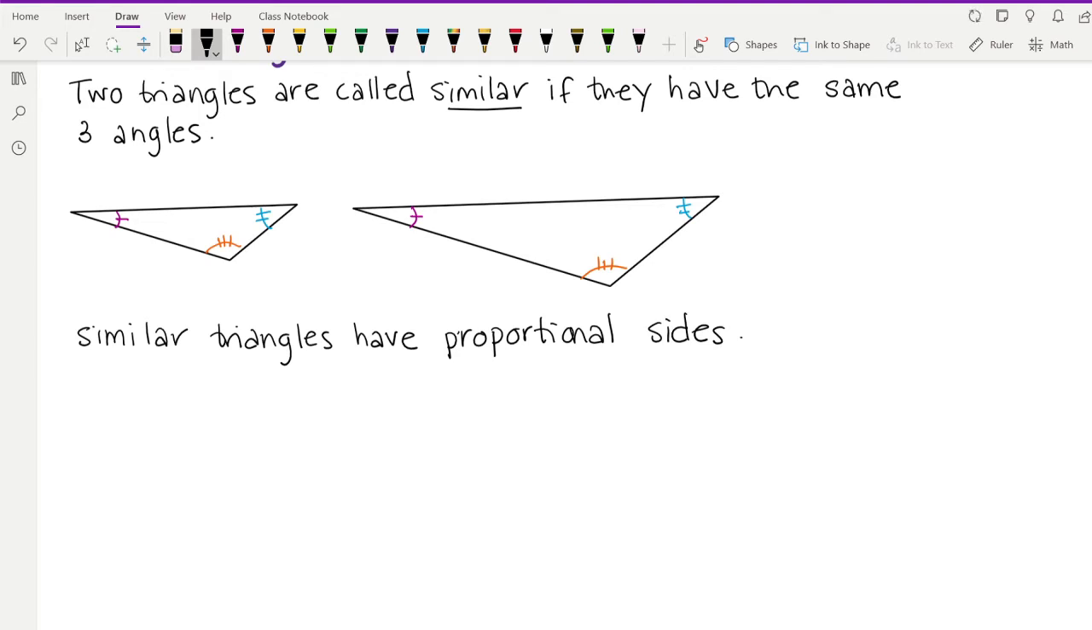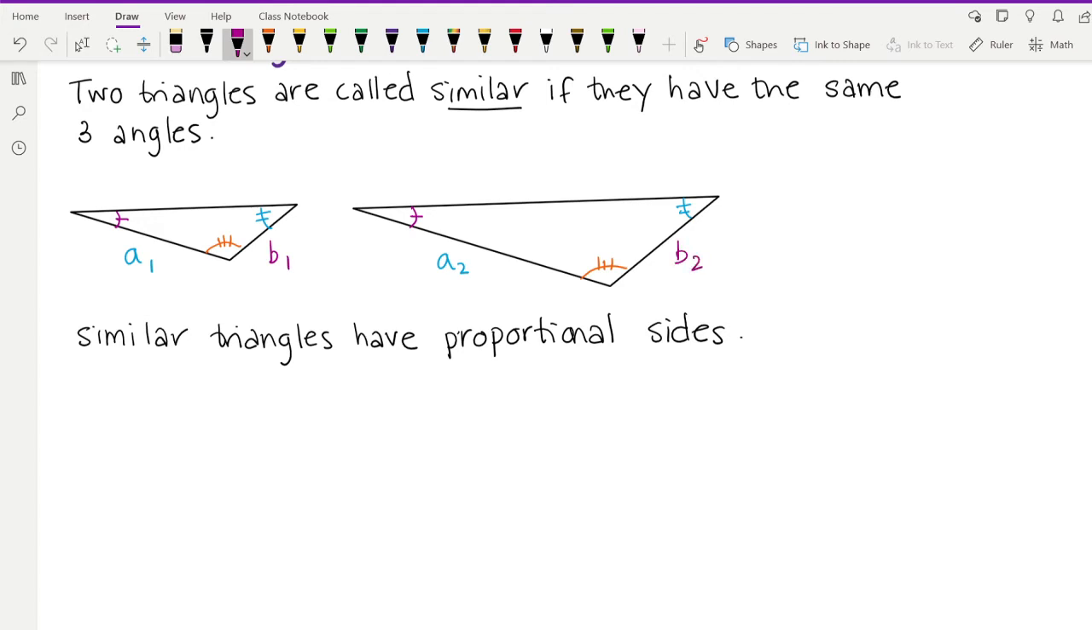I basically mean if you take the side lengths of one of the triangles and compare two of those side lengths to each other, and then you do the same thing in the bigger triangle, you're going to get the same ratio. So let me make that a little bit more concrete. Let's call this side on the triangle on the left A1, and the corresponding side on the bigger triangle A2. Then I'm going to call this side on the first triangle B1, and this side B2.